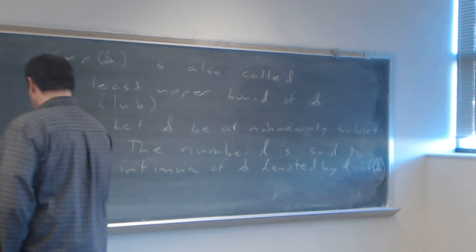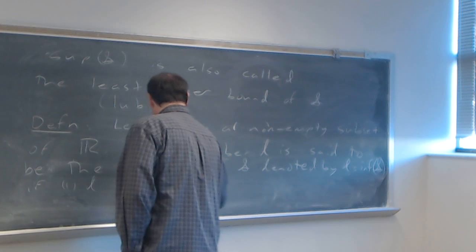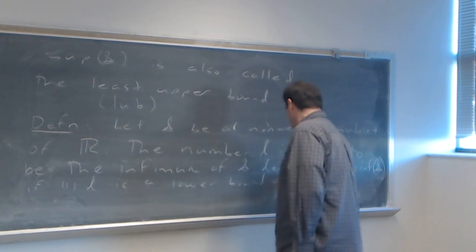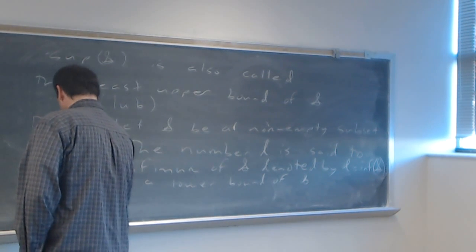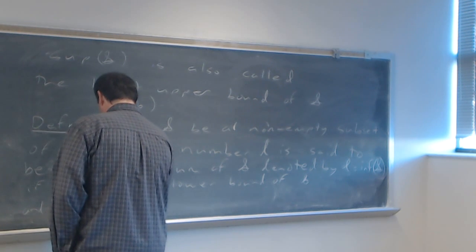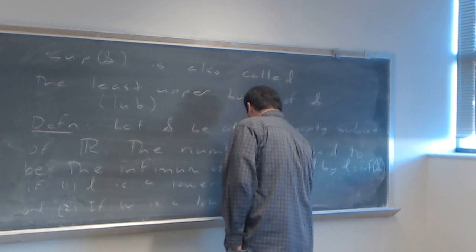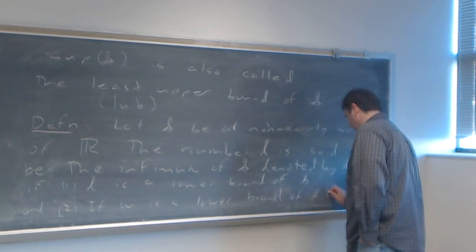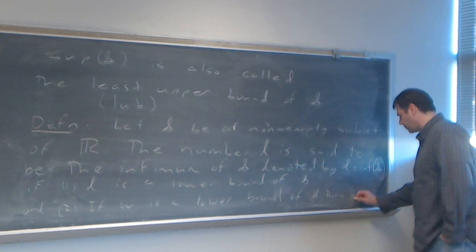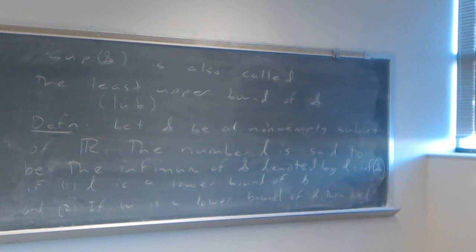If these two things happen: the first thing is L is a lower bound of script S, and, I didn't write down the word and, but it is, and if W is a lower bound of script S, then the relationship is that W is less than or equal to L. Okay, so that's its definition for an infimum.